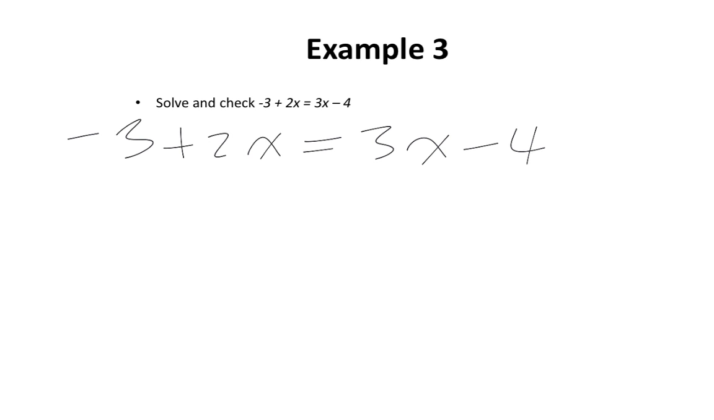We want to solve for x. In other words, we want to isolate x. However, there are terms with x on both sides of the equation. So either we're going to have to move them all to the left or all to the right. I'm going to move them all to the left. So to move 3x to the left, I'm going to have to subtract 3x from both sides of the equation.